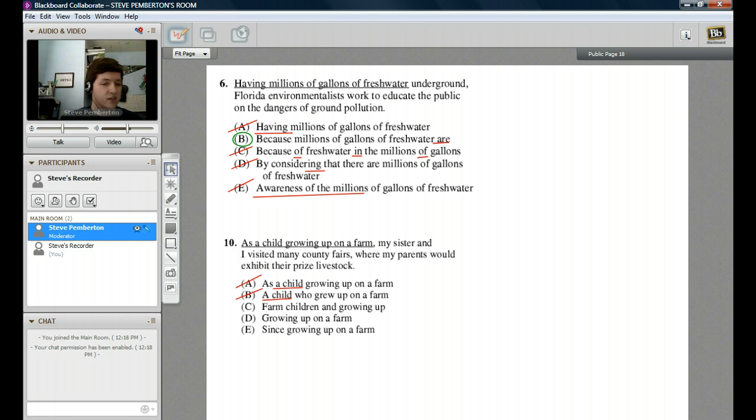C says children, so it kind of fixes it. We'll leave it. D says growing up. My sister and I can do that. That's fine. Since growing up, again, my sister and I can do that. So we fixed the modifying error part. We got rid of those problems.